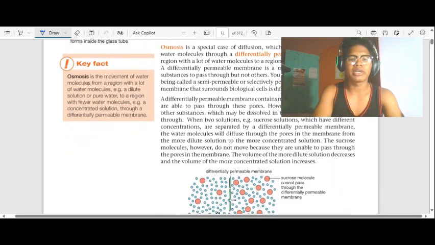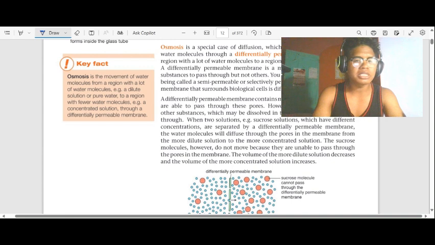And it says right here, a key fact. Osmosis is the movement of water molecules from a region with a lot of water molecules, for example a dilute solution or pure water, to a region with fewer water molecules, for example a concentrated solution, through a differentially permeable membrane. However, the particles of many other substances which may be dissolved in water are unable to pass through.